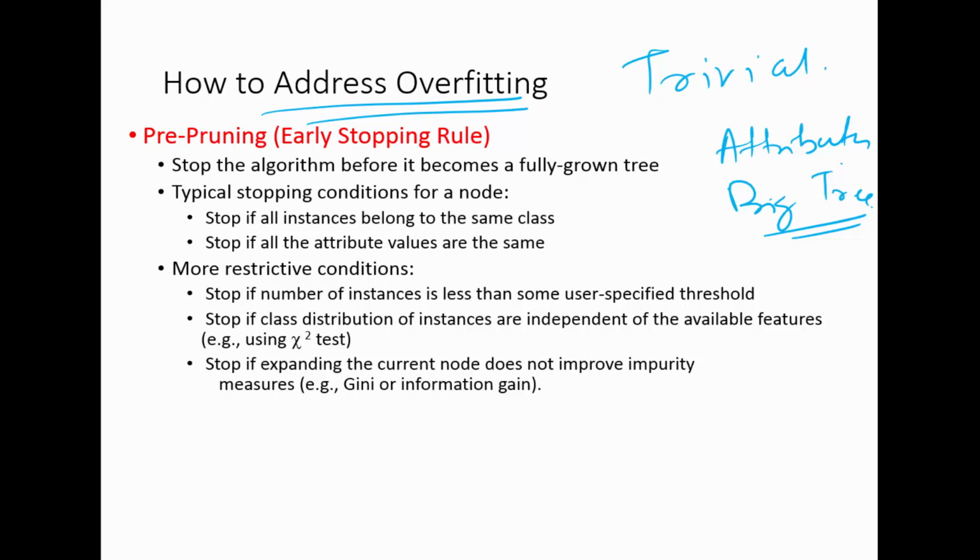Sometimes you have to use stopping conditions very early, and there are some thumb rules. Stop if all instances belong to the same class. Stop if all attribute values are the same. So these are stopping conditions. You can actually use more restrictive conditions to stop the node without going to more and more nodes. Right? Somewhere you have to stop. How to decide what is the best one?